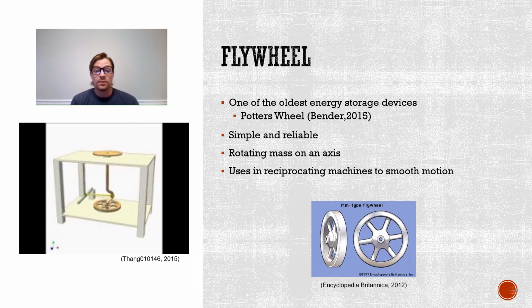They're simple and reliable because all they are is a rotating mass on an axis, and nowadays we typically use them on reciprocating machines to smooth motion. For example, in an internal combustion engine, it will carry the pistons through the intake, exhaust, and compression stroke until energy is input with a combustion stroke.